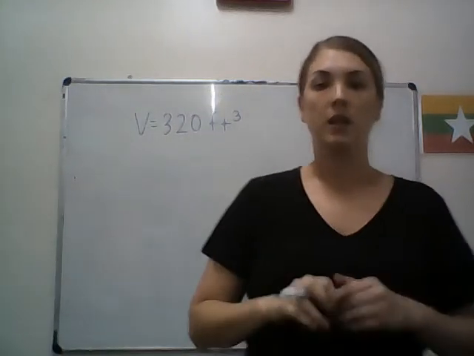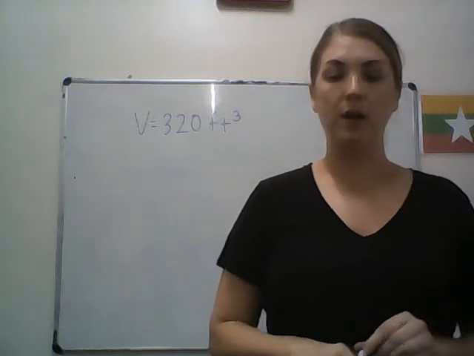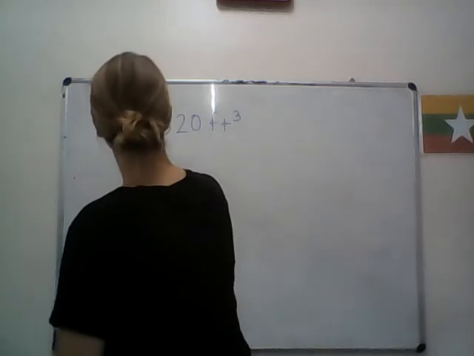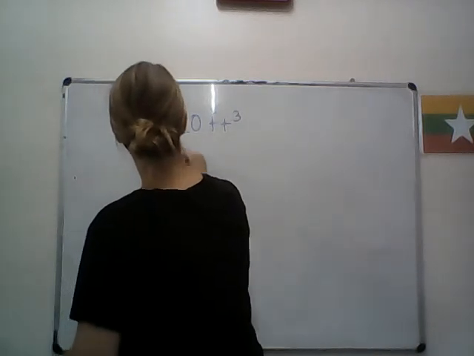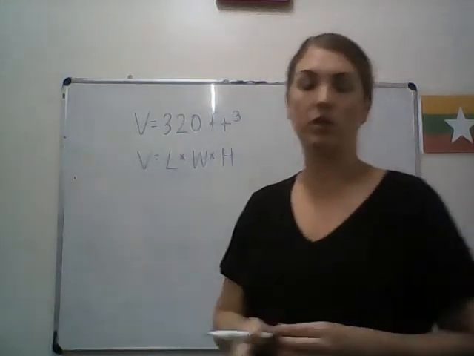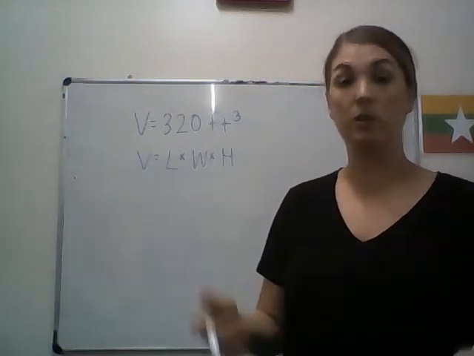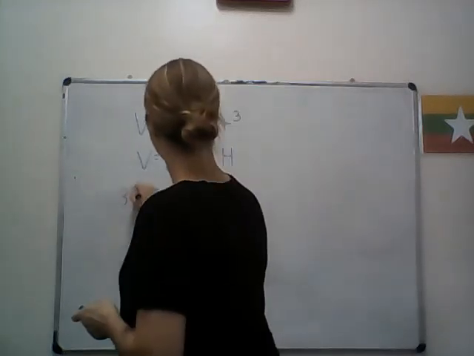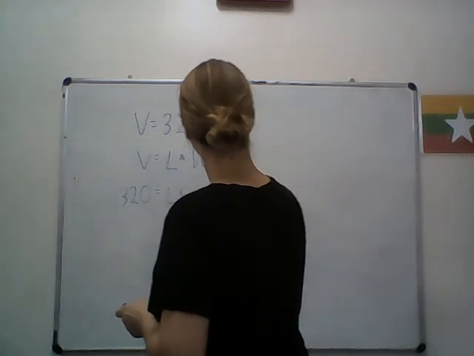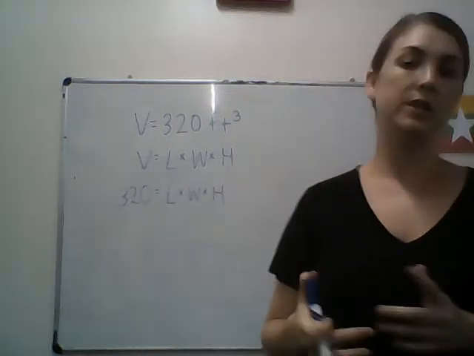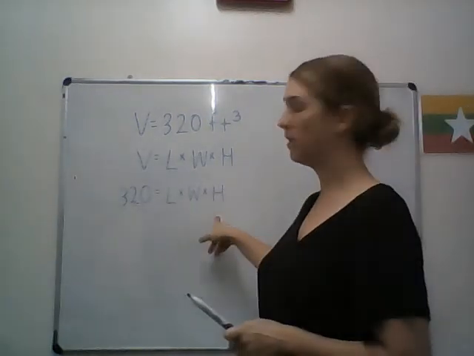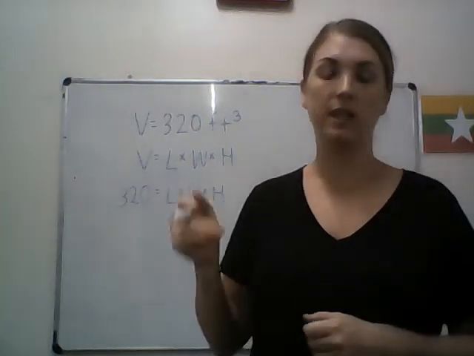All right, let's talk about what we know about volume. We know that length times width times height equals volume, right? In this part of the equation, we already know what the volume is. The volume is 320. So basically what we need to do is find 3 different numbers you can multiply together to get to 320.